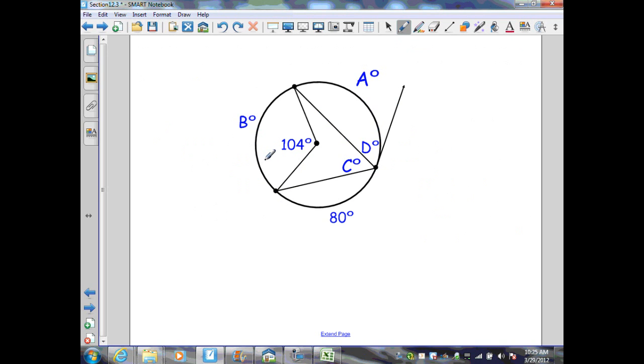In my next example, I have a central angle that equals 104 degrees. I know the measure of its intercepted arc is equal to the measure of that central angle. So this arc must be 104 degrees.